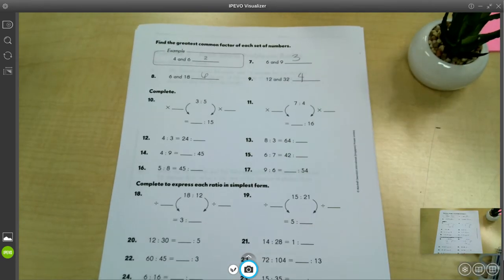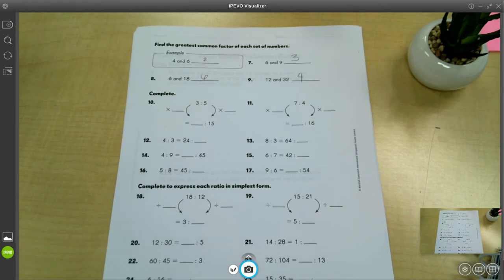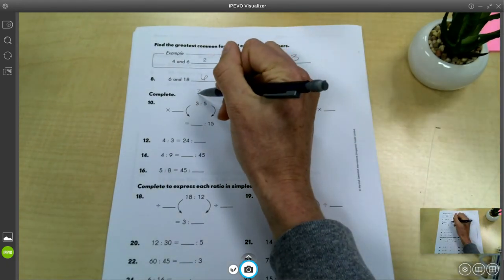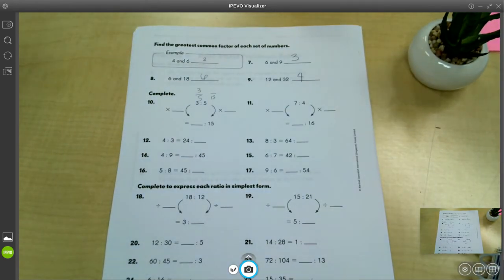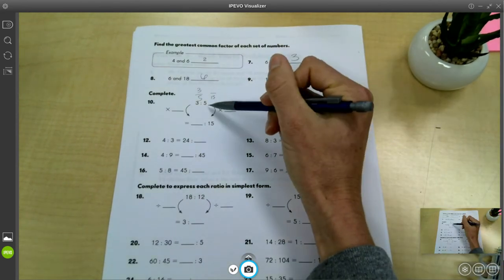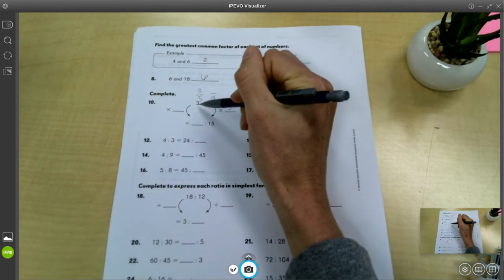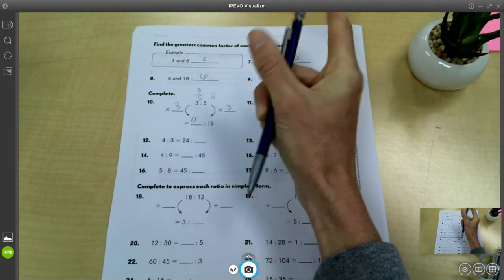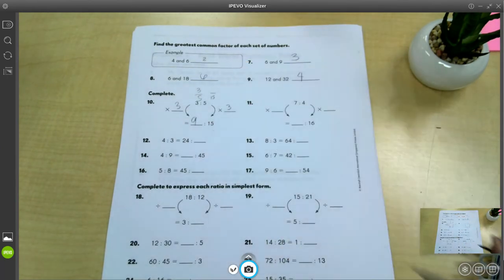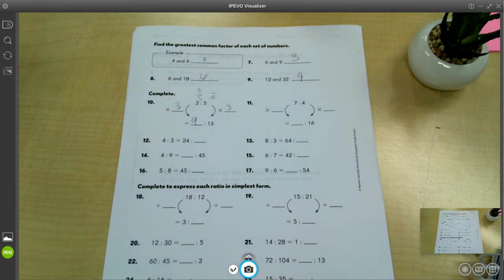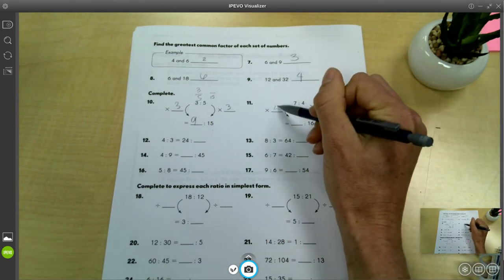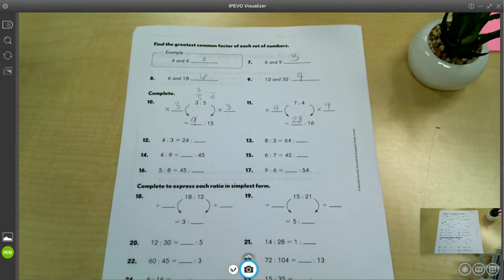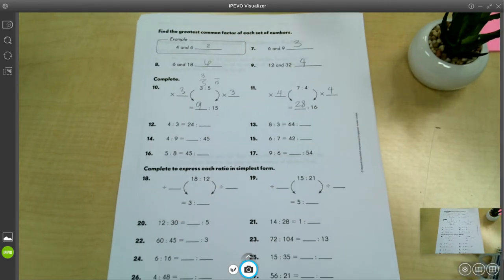All right, now we're looking at ratios, and it looks very similar to when we had our fractions. We had 3/5, and then we have something over 15, and we had to figure out our equivalents, right? Well, 5 times 3 is 15, so I'm doing 3 times 3. It's going to be 9. Remember, whatever I do to one part of the ratio, I have to do to the other. All right, on this one, 4 times 4 is 16. 7 times 4 is 28. 28 sixteenths.